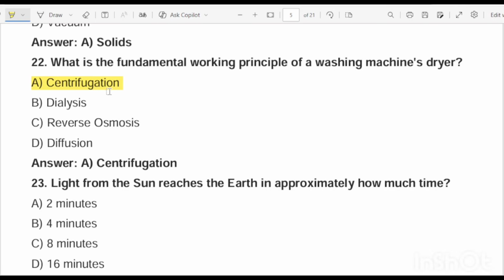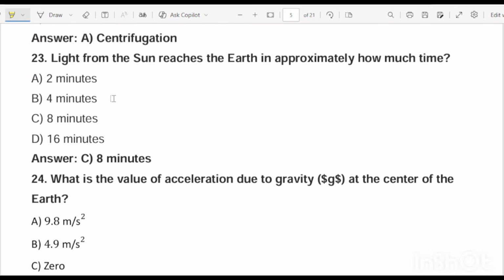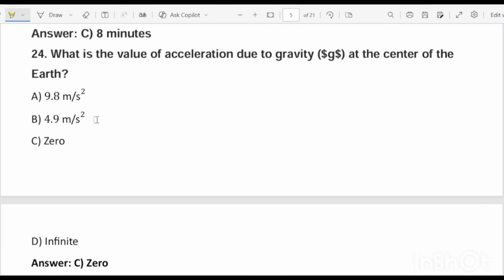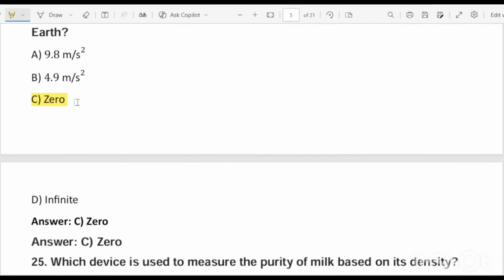Next question. Light from the sun reaches the earth in approximately how much time? Correct option. 8 minutes. Next question. What is the value of acceleration due to gravity at the center of the earth? Correct option. Option C, 0.